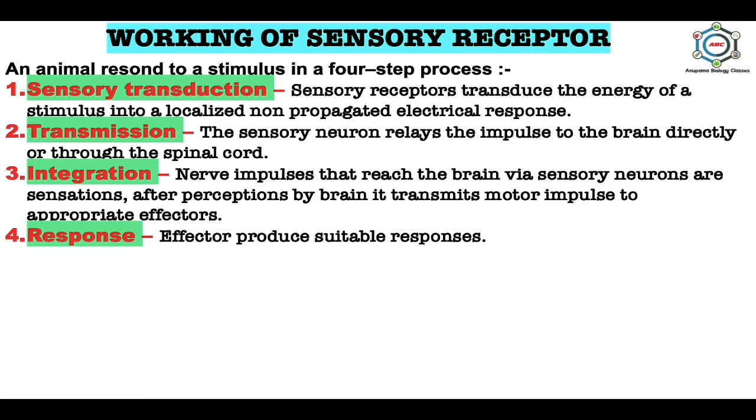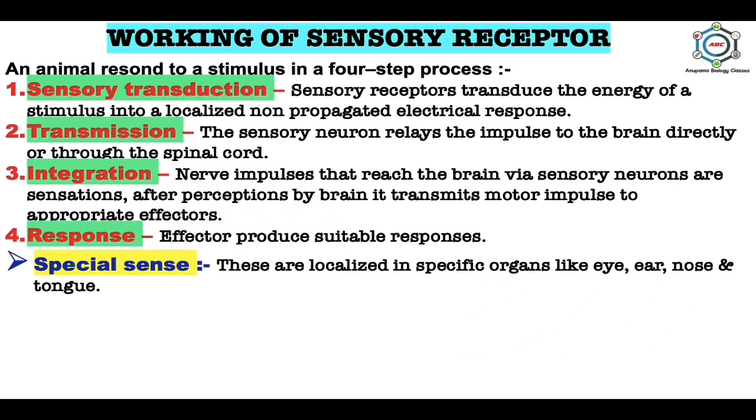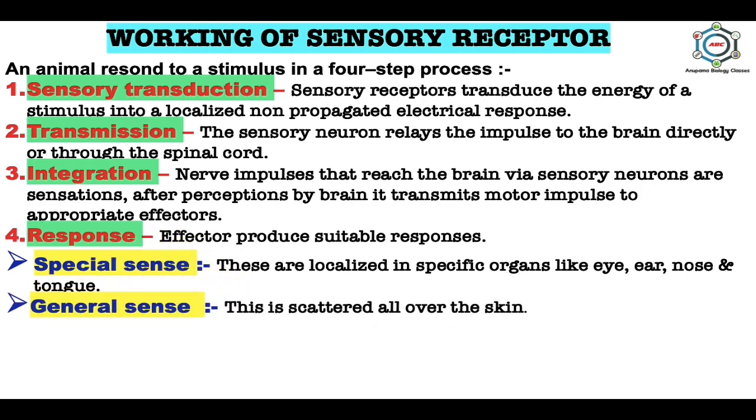Now the senses are of 2 types, in which the first one is the special sense. These are localized in specific organs like eye, ear, nose and tongue. And the second is general sense. This is scattered all over the skin.